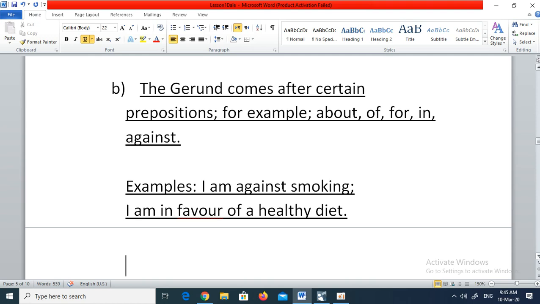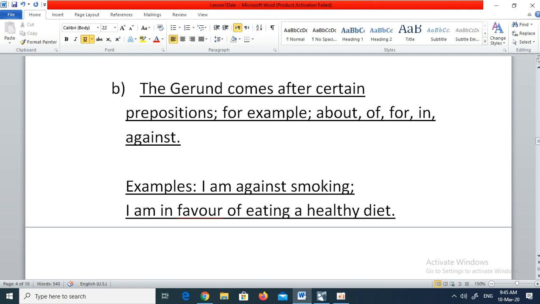The second usage of the gerund is after certain prepositions. The prepositions that the book is giving for examples are about, of, for, in, and against. So, if we use the gerund with one of these prepositions, the preposition comes in front of the gerund.